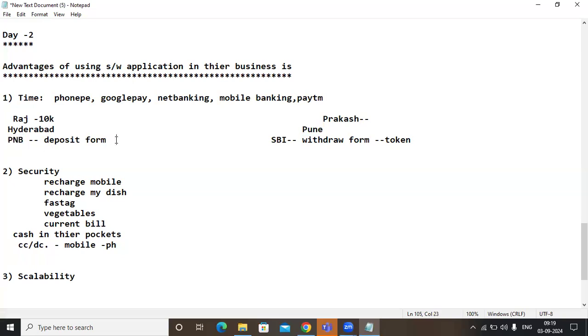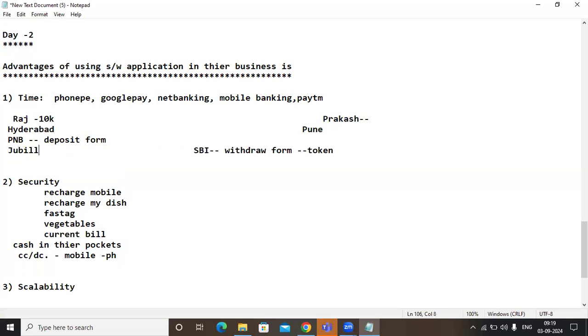He is having the account in Punjab National Bank, maybe in Jubilee Hills branch. Which branch? Jubilee Hills branch. And I have the State Bank of India account, Shivaji Nagar branch, Pune. Let us assume like this. If I want to transfer 10,000 rupees into his account, 30, 40 years back I'm talking, I have to withdraw 10,000 rupees from State Bank of India, Shivaji Nagar branch, where I opened the account. Then I need to travel all the way from Pune to where? Hyderabad. I need to go to Jubilee Hills branch where my friend opened the account. In that branch only I can deposit.